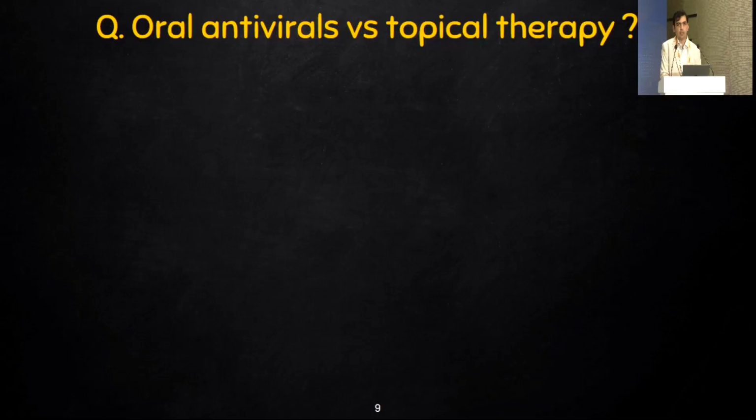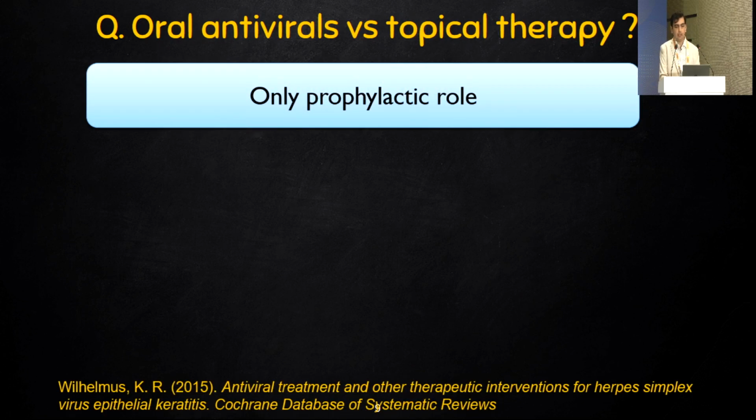So let's look at each aspect one by one. Let's look at oral antivirals versus topical therapy. As Dr. Simi already said, oral versus topical therapy has equal results in terms of epithelial keratitis. But here in immune stromal keratitis, you have to understand you are giving topical or oral therapy at the time of acute disease only for a prophylactic role, to prevent an epithelial lesion from happening.